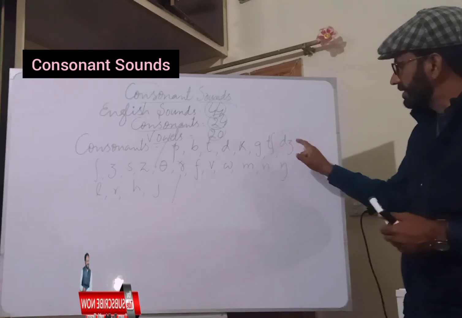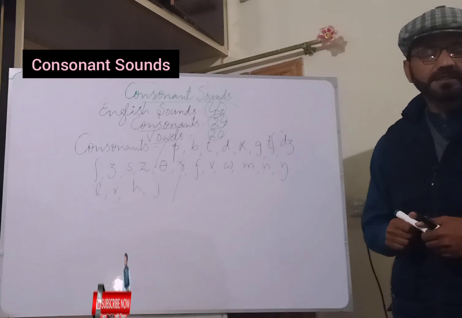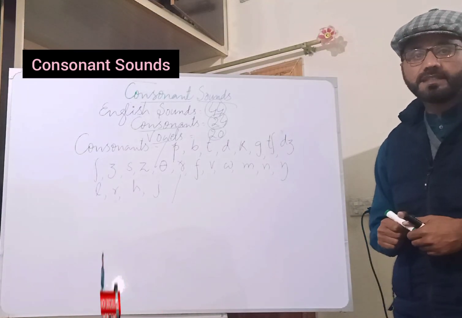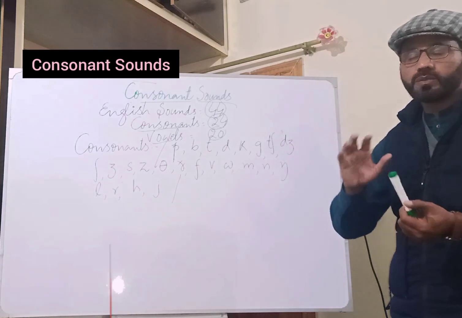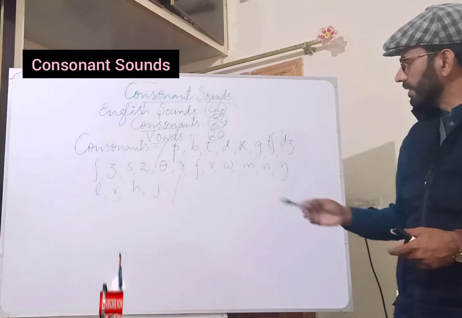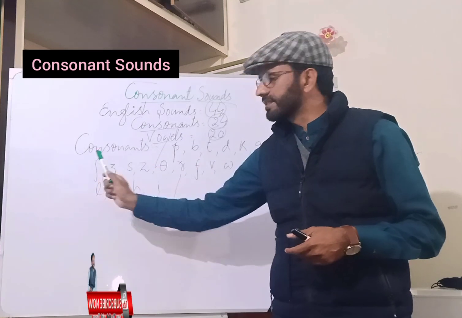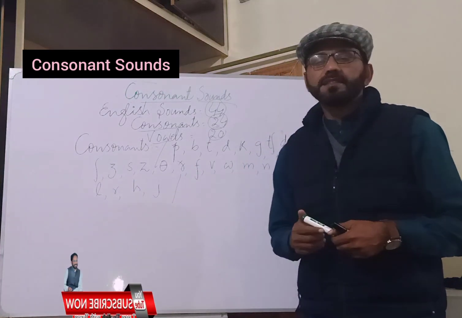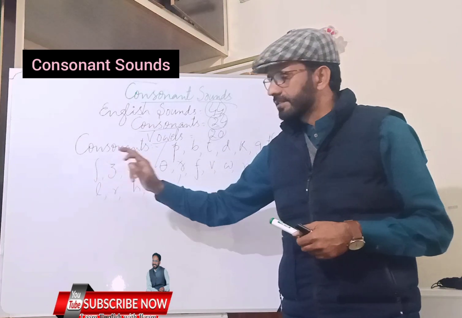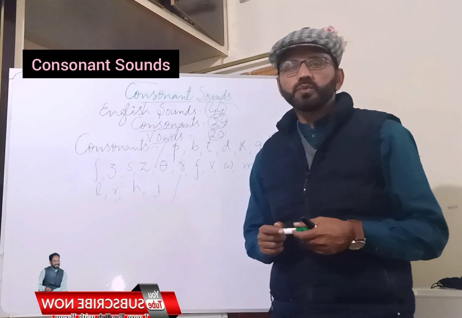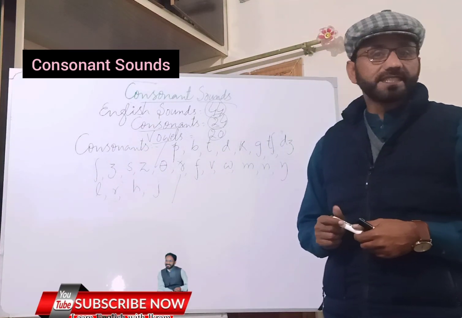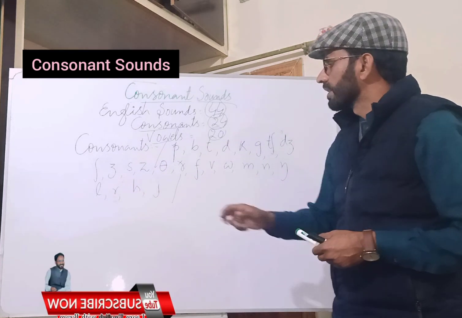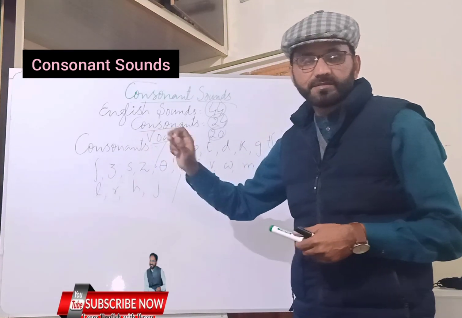Then this is the symbol of the sound in jug, judge, the beginning and ending sound of the word judge. The next one is the symbol sh. You can articulate it like sh, shoe, wash, the ending sound.